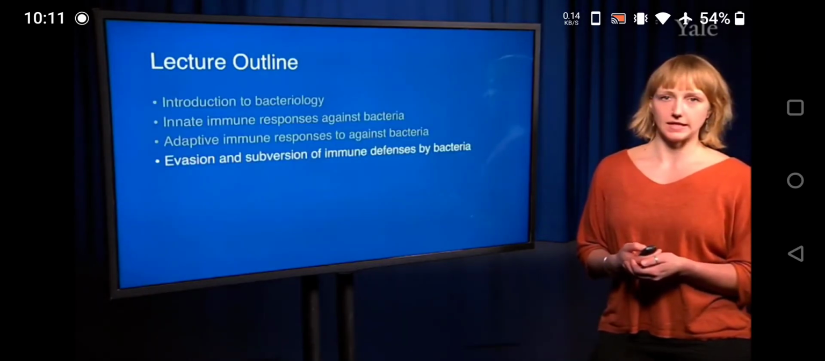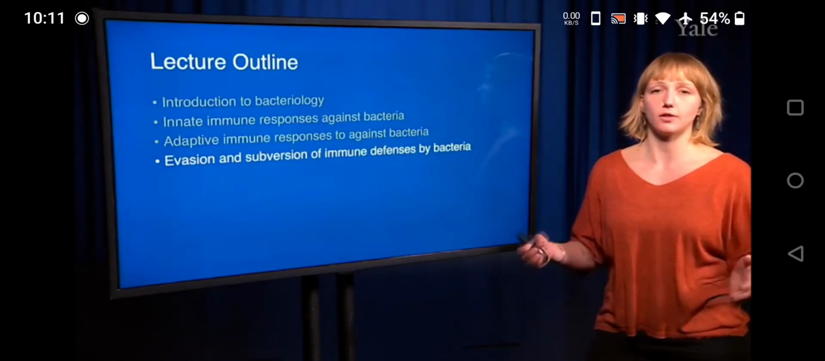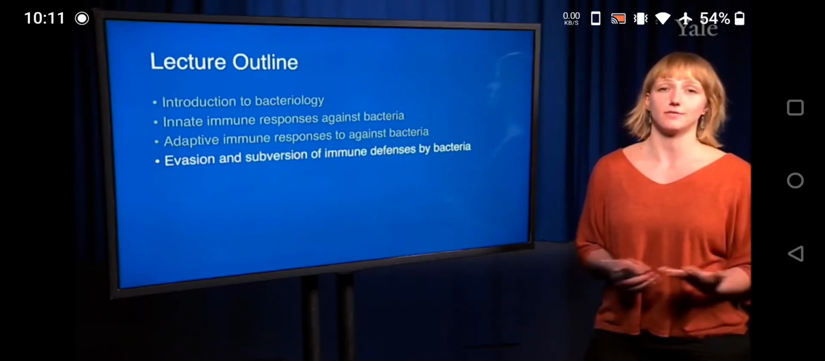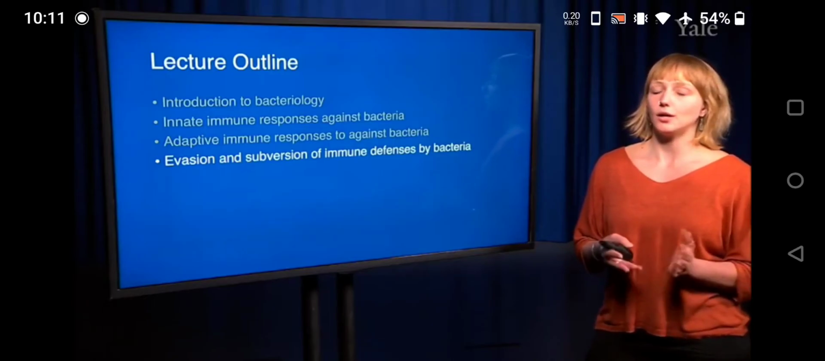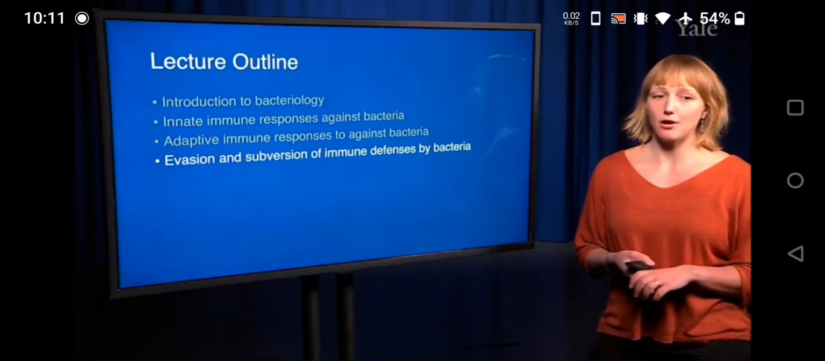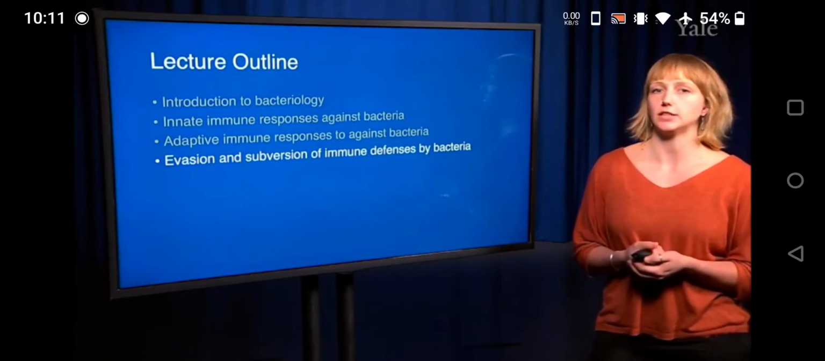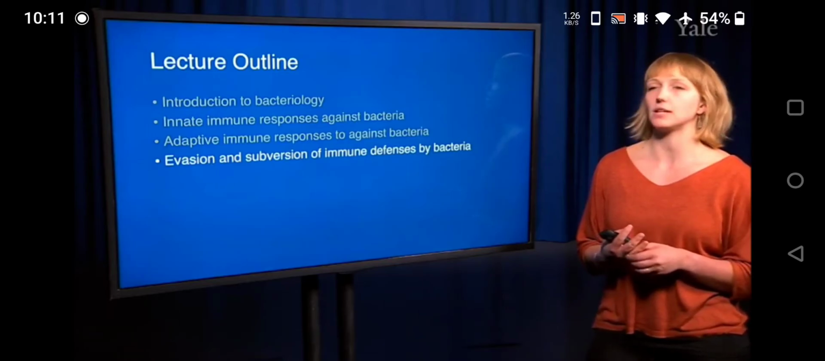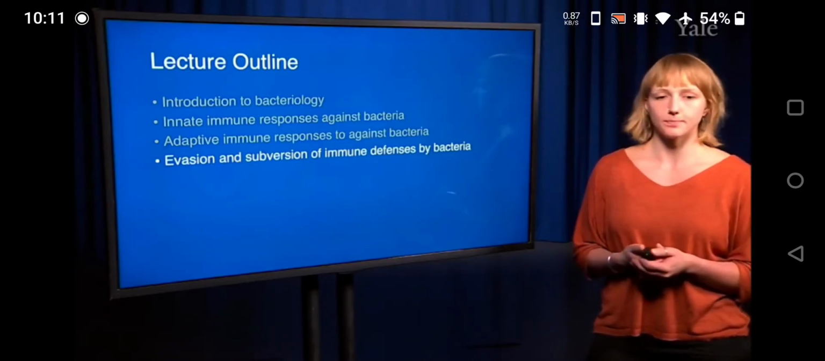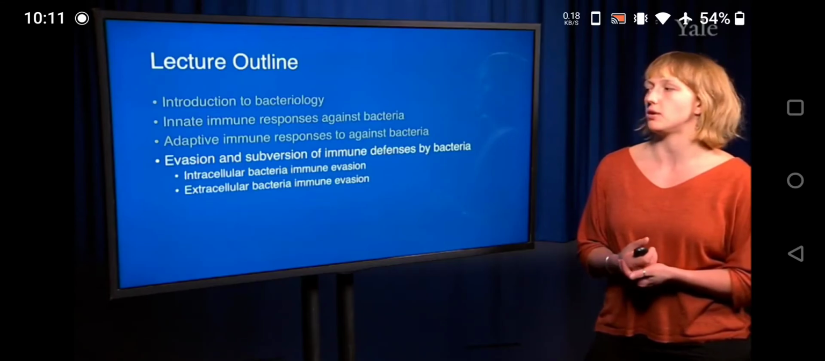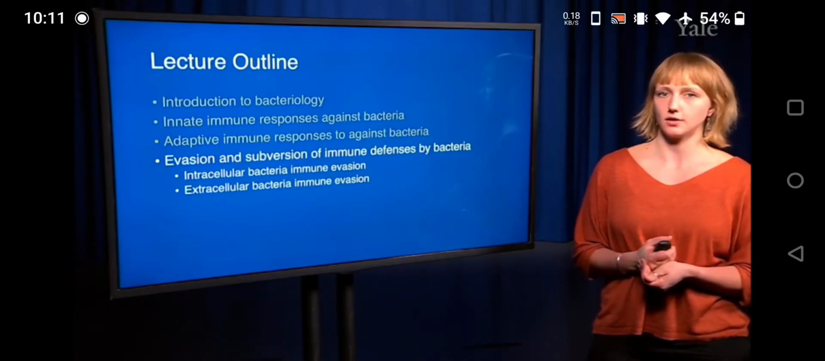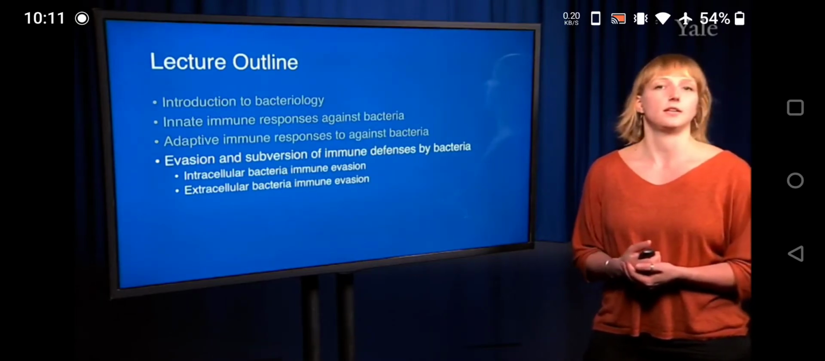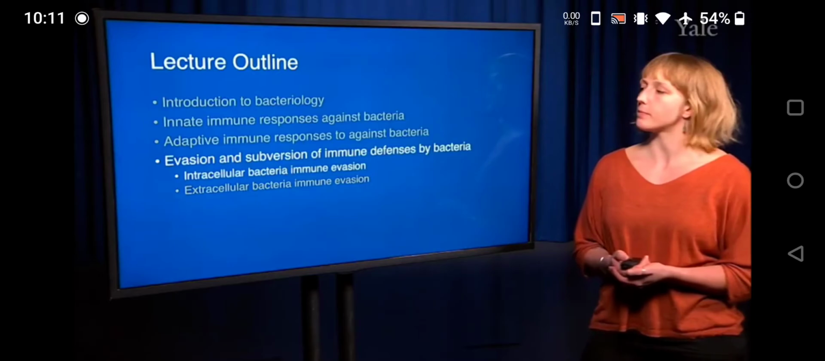Now, you might be thinking that it's kind of surprising that with all these immune responses against bacteria, there's ever a bacterial infection that happens. However, bacteria and other pathogens are very tricky, and they evolve very quickly and rapidly to evade and subvert the immune defenses of the host. So we're going to be talking about multiple strategies that intracellular and extracellular bacteria use to subvert and evade the immune response of the host.